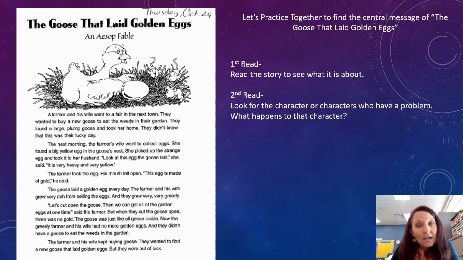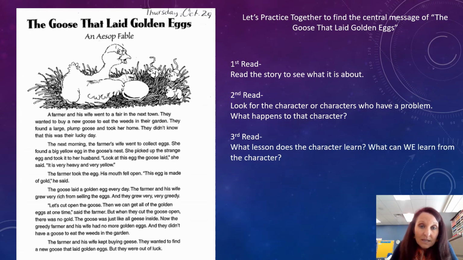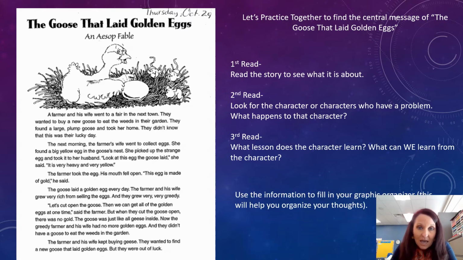And also we need to see what happens to the character at the end. Then the third time that we read this, we need to look for evidence on what lesson the character learns. So the main character of the story is going to learn something from his problem or her problem. And then we need to see what can we learn from the character. So that would be the central message. And we're going to use information from the story to fill in our graphic organizer.